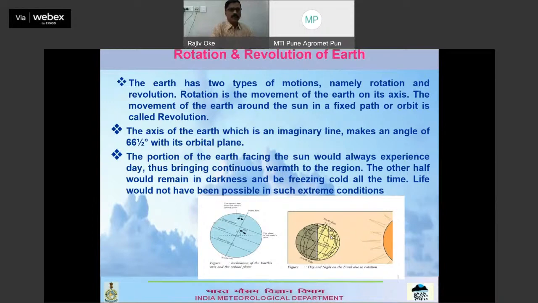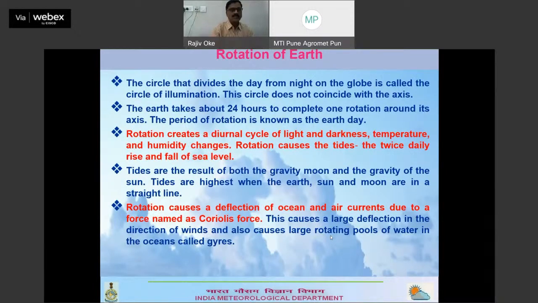The circle that divides the day from night on the globe is called the circle of illumination. The Earth takes about 24 hours to complete one rotation, and that is called an Earth day. It's important to note that rotation creates a diurnal cycle of light and darkness, and temperature and humidity changes. Rotation also causes the tides, the twice daily rise and fall of sea level.